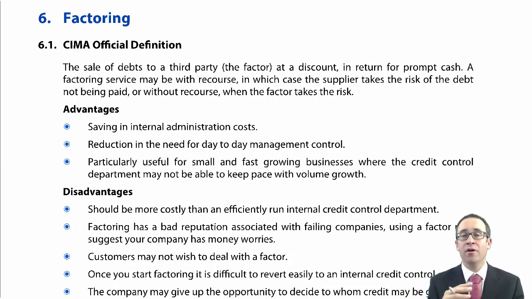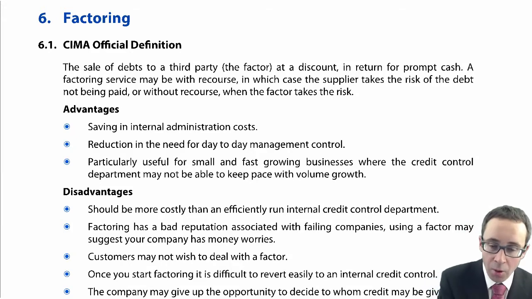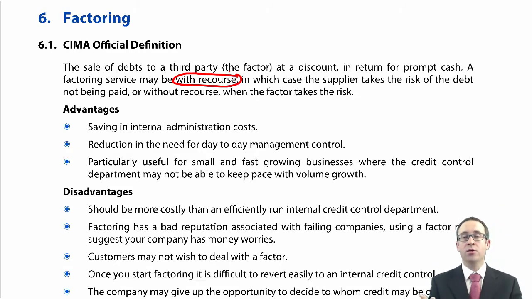Now, we just need to be careful there. There are two different types of factoring. One is with recourse. With recourse is whereby the factor can come back to you and get any uncollected cash back. So if you've sold them the receivables for an amount of cash, and the factor cannot collect all of that cash back in, you bear the responsibility of collecting in the remaining cash. The key bit there is that you therefore bear the risk of any irrecoverable debts.